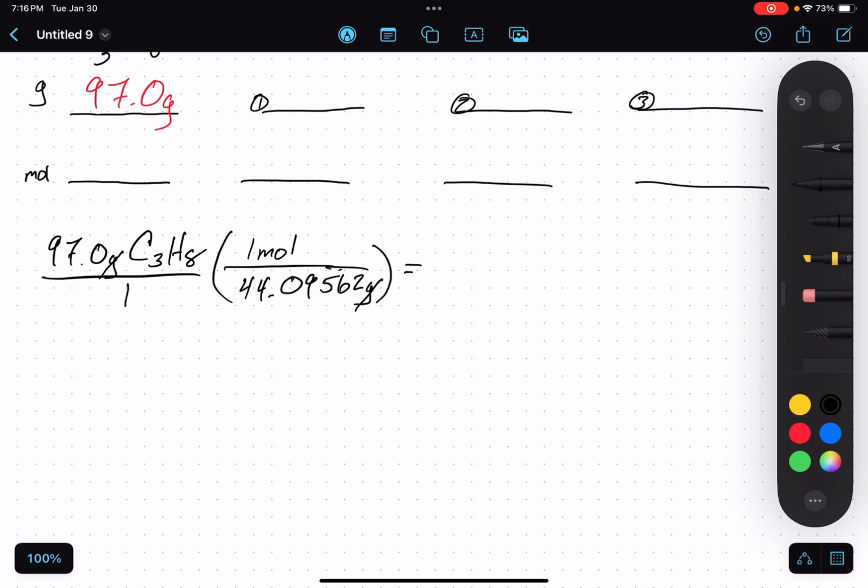So you're going to take the 97 times 1, divide by 44.09562, and we get an answer of 2.19976 moles. Because your 97.0 is 3 significant figures, I'm going to round to 3 significant figures. So this value is actually going to come out to be 2.20 moles. And this is still propane. All we did was convert the mass and find out how many particles of propane there are.